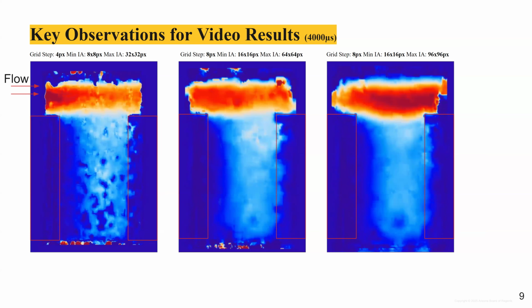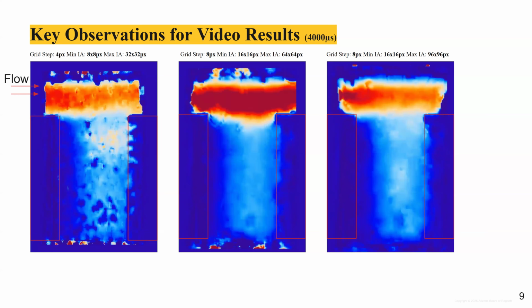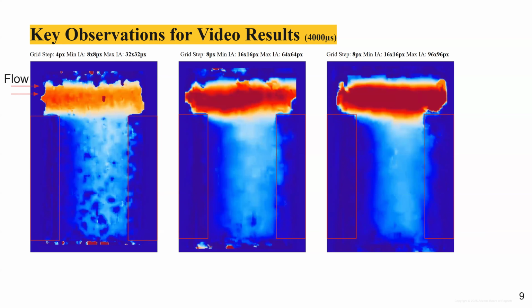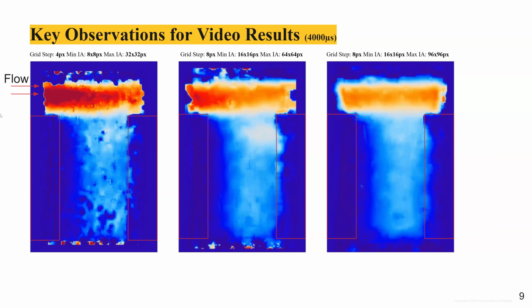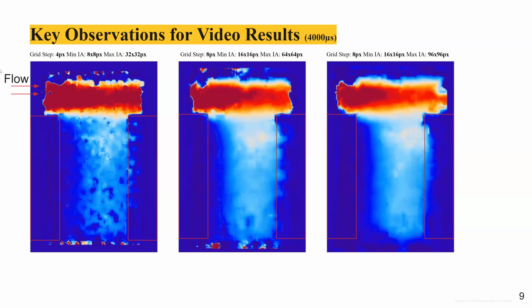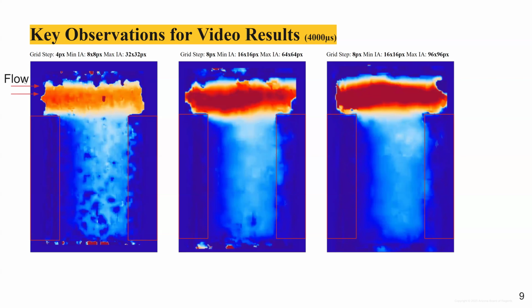First, noise or speckle. Second, continuity of vectors in the wake and near the wall. Third, how sharp the shear layer looks. In this clip, flow moves in the direction of the arrow.